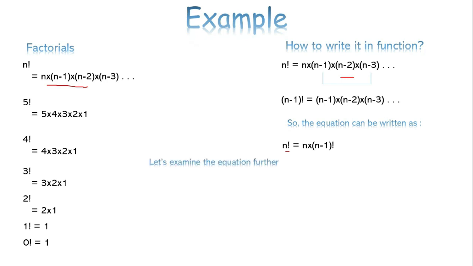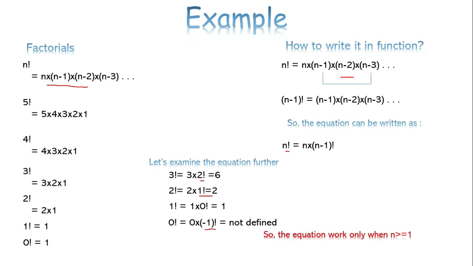Let's see it further. If we check 3 factorial, it equals 3 times 2 factorial. Then 2 factorial equals 2 times 1 factorial. And 1 factorial equals 1 times 0 factorial. If we check 0 factorial, it equals 0 times minus 1 factorial. Here we have a problem because minus 1 factorial is not defined.